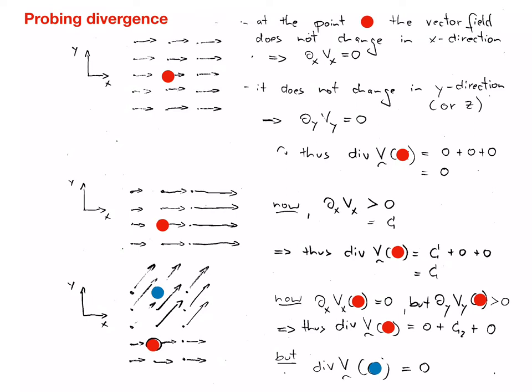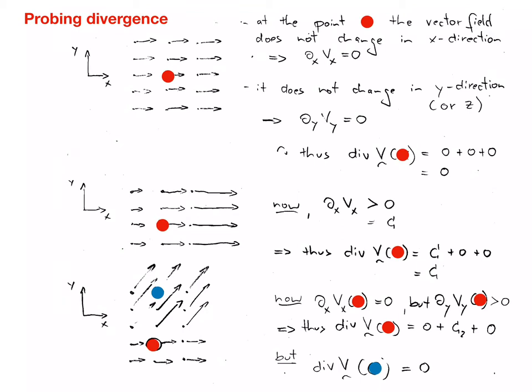At the red point, the field does not change in x direction, therefore dx vx equals 0. It also does not change in y direction, therefore dy vy equals 0. Therefore the divergence of the vector field v at the red point is equal to 0.